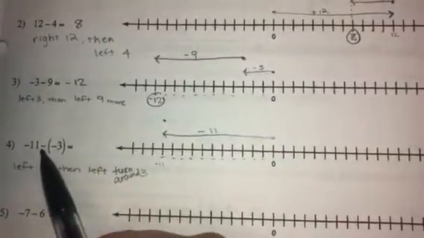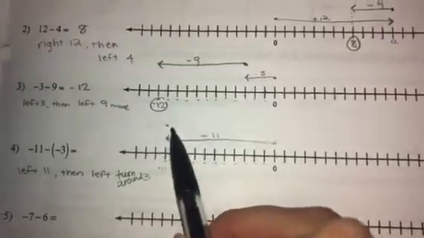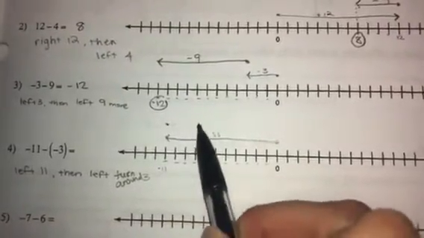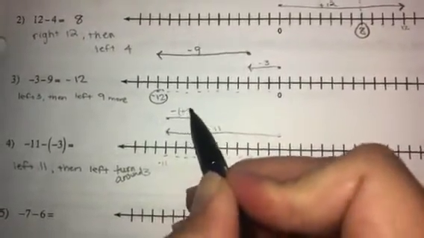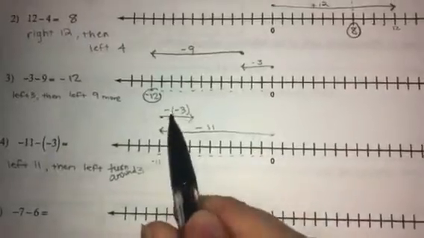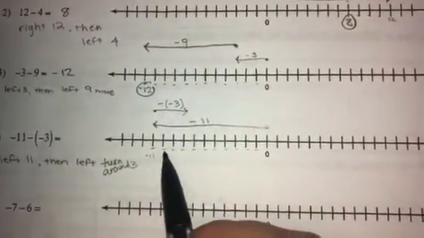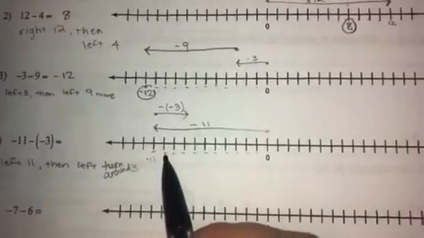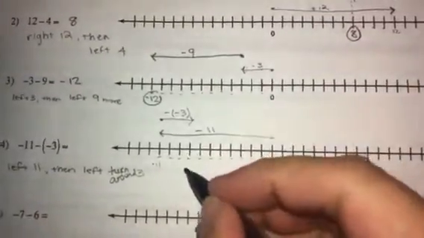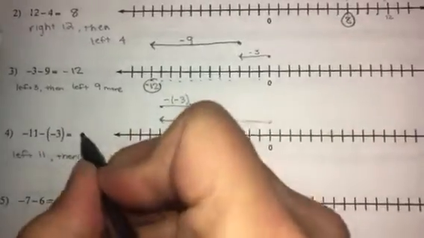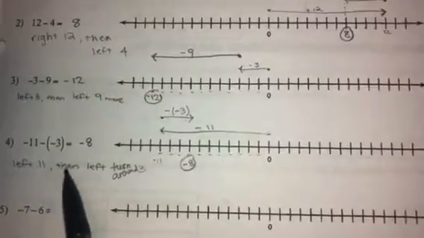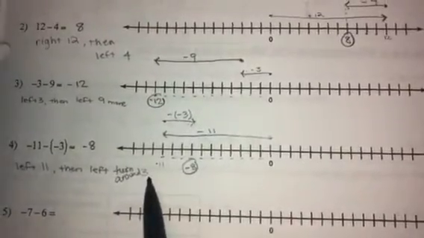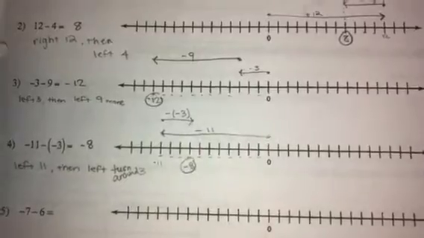But again, negative 11 minus negative 3 means left 11 and then left but turn around and go 3. So that's 1, 2, 3 in this direction. So this is the left, turn around, go 3. That's what that means. And where we end up is actually to the right of that negative 11: negative 10, negative 9, negative 8. So we end up at negative 8. And we'll be looking at little rules for this. But yeah, so you can think of it that way. Left 11, then left, but turn around and go 3. So you actually end up going to the right.